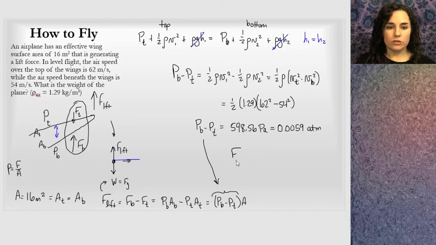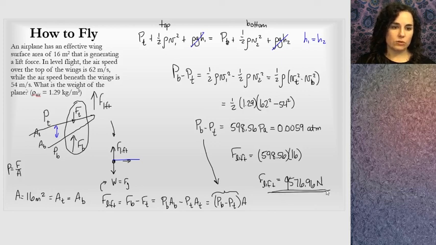So let's solve for this lift force. The lift force equals this difference times the area. So I'm going to take 598.56 pascals. I'm going to multiply by the area, which I wrote down here, 16 meters squared. And I will get force out of this. The lift force on this plane equals 9,576.96 newtons, which seems reasonable.